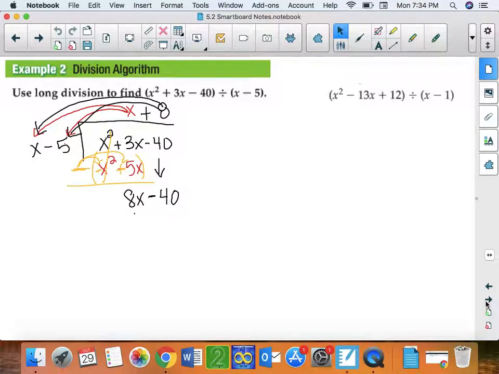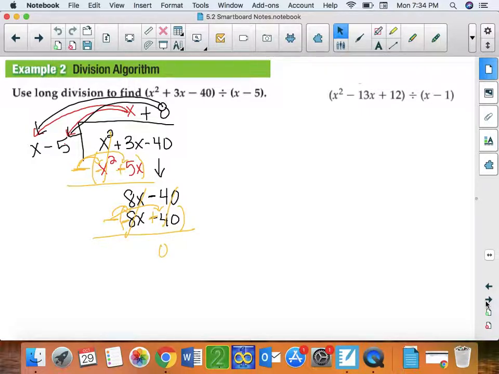So 8 times x is 8x. 8 times negative 5 is negative 40. And once again, I'm subtracting off that binomial, that whole quantity. So I need to send that through to both. So 8x minus 8x is gone. This becomes a positive 40, and I have a remainder of 0.